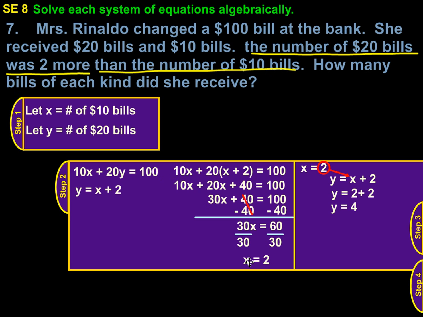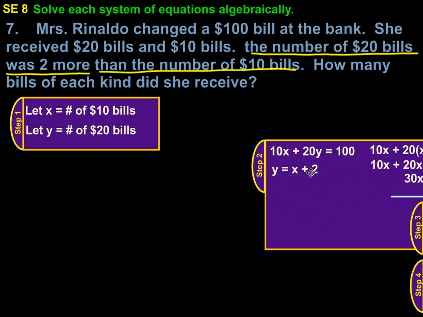Now that I know what x equals, and remember x was the number of $10 bills, so I had 2 $10 bills, I can take this and plug it into the y statement and figure out what y equals. So if y equals x plus 2, and I know that x is equal to 2, I can substitute a 2 for that x. So y equals 2 plus 2. Y equals 4. So that means y being the number of $20 bills, I had 4 $20 bills. X being the number of $10 bills, I had 2 $10 bills.